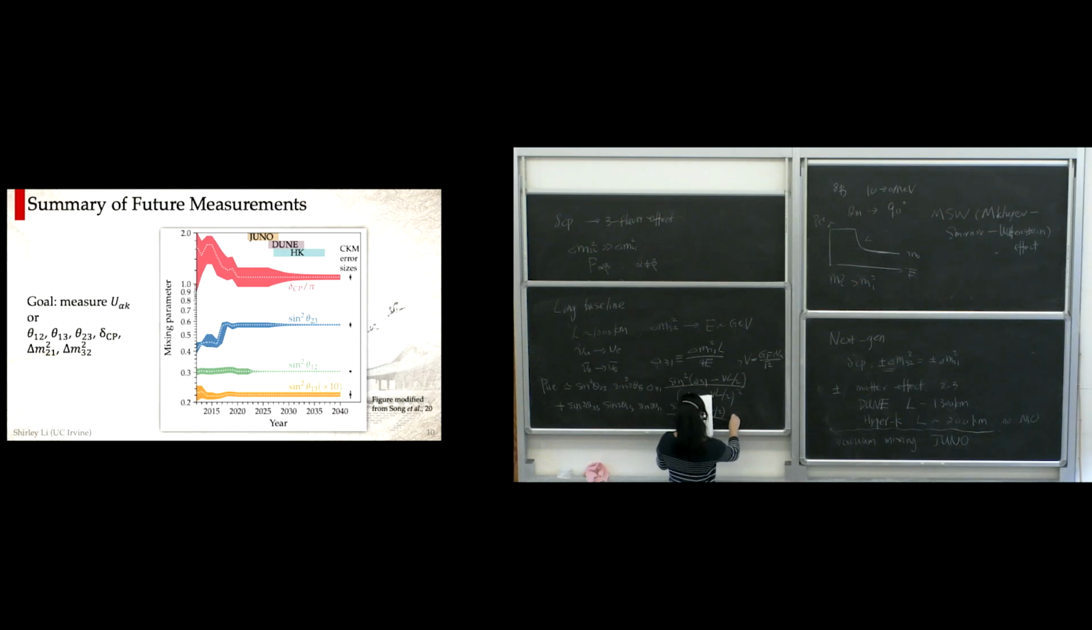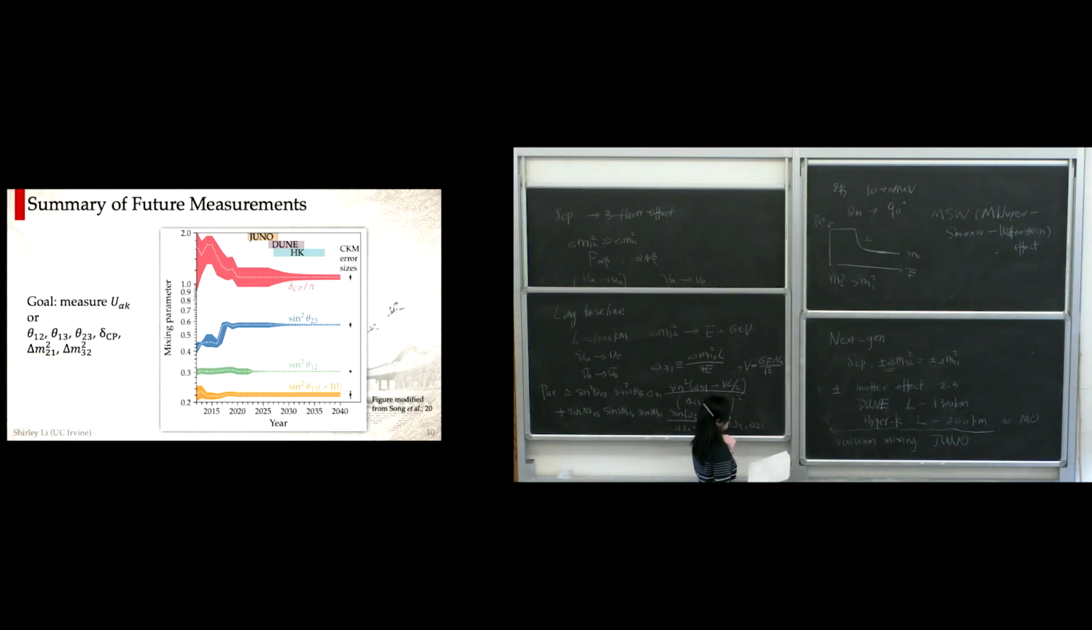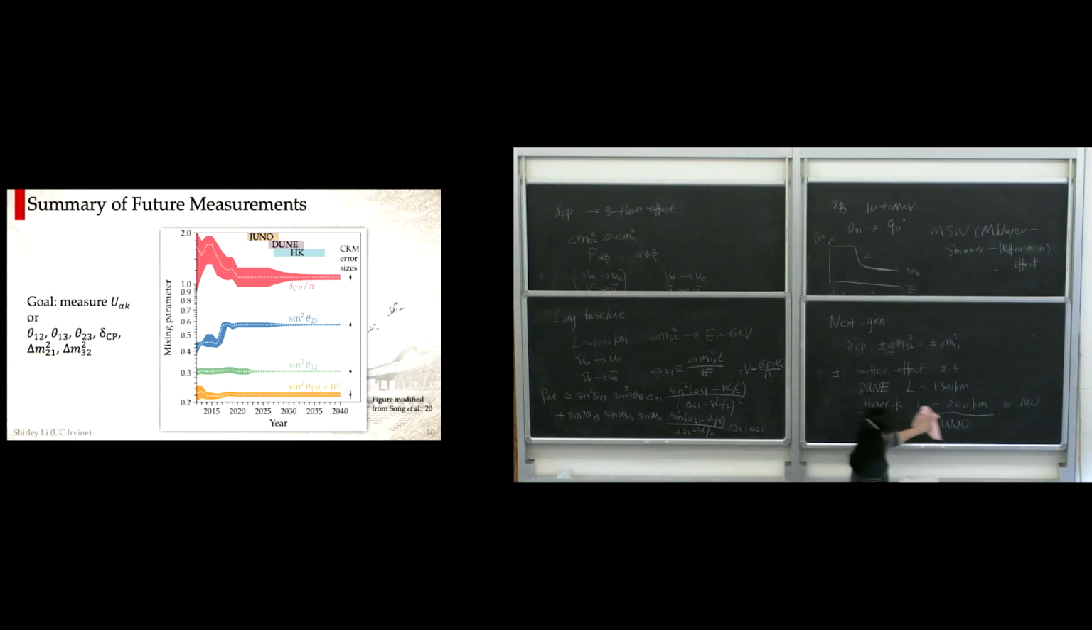And keep multiplying. Delta 3,1, delta 2,1. I'm running out of space, so I'm going to continue on from this line. Multiply sine VL over 2, VL over 2, cosine delta 3,1 plus delta CP. Okay, so this is an approximate expression for a long baseline experiment.